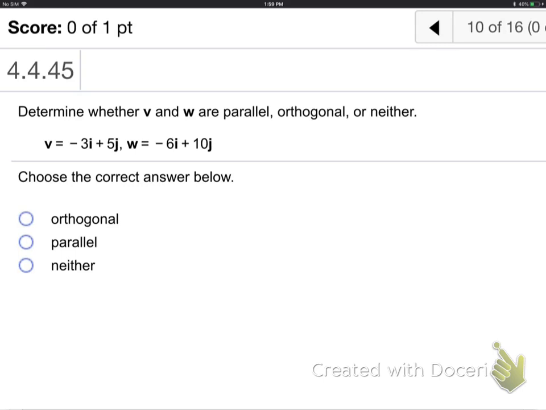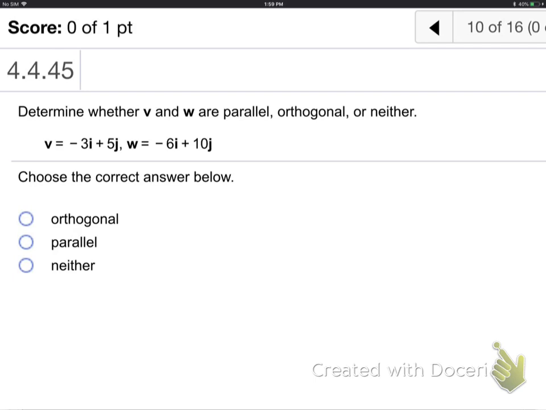What do you think? Let me give you a second. Try to decide if those two vectors are parallel, orthogonal, or neither. We have the 3 cases here. Anybody have any thoughts? I see it's parallel. What makes you say parallel?